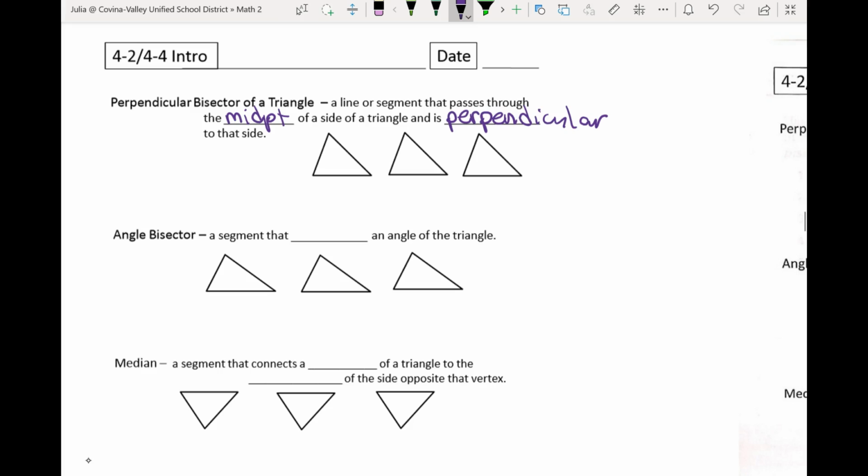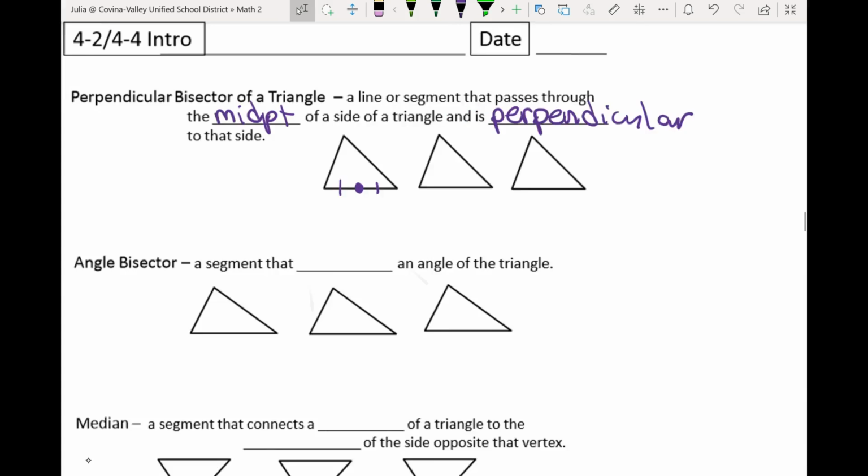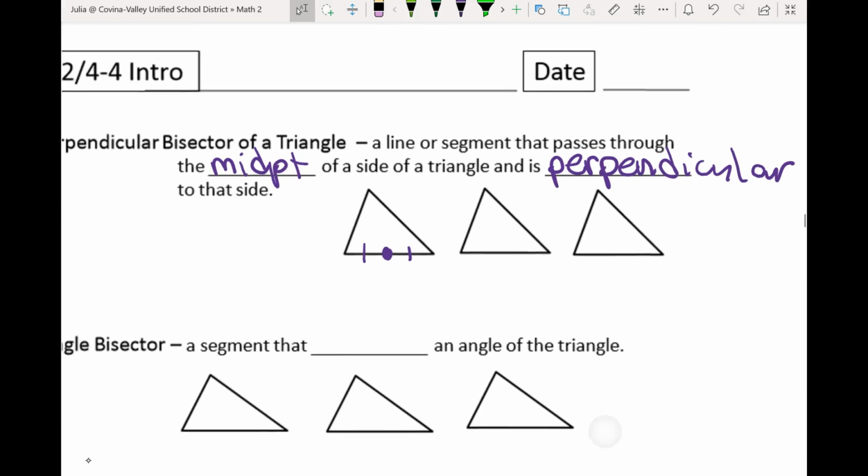All right, so for example, it could go right here. If this is the midpoint, these two halves are equal to each other. Then a perpendicular bisector would come right down the middle at a right angle. It does not have to go through the vertex of the other side. The other special names we had do. Perpendicular bisector is the only one that doesn't have to go through a vertex.